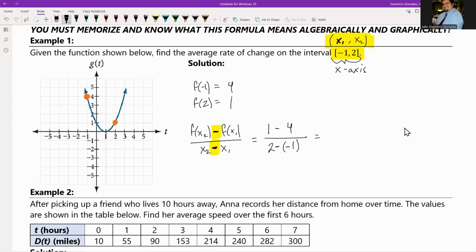4 minus 1 is negative 3 all over 2 minus negative 1. These become positive. This is going to be a positive 3, negative 1. Oh, wrong color. Since that is an answer, I want to keep it in green. There we go. Okay, so from negative 1 to 2, the average rate of change was negative 1. So it's been dropping. We'll get to that in a second once we get a little farther down in the section.